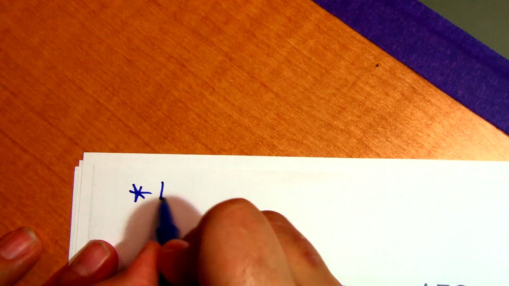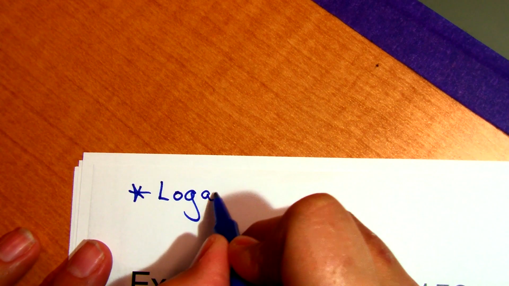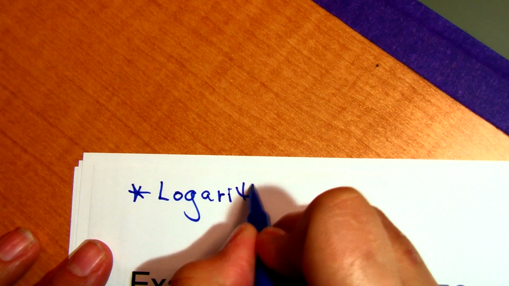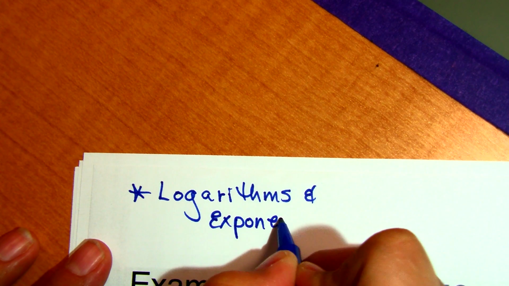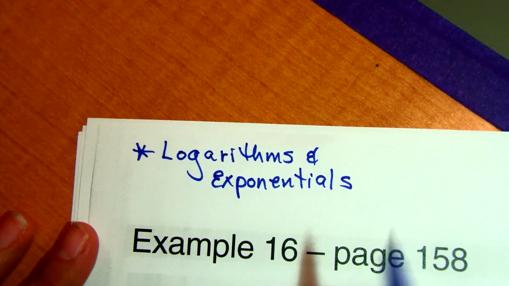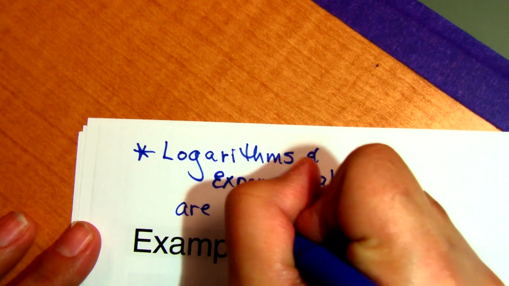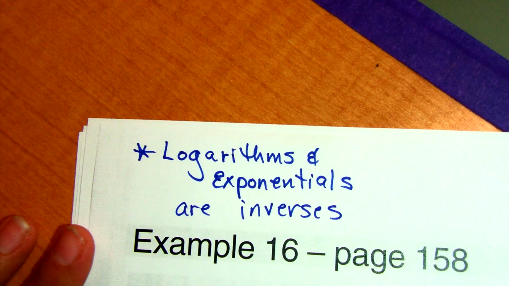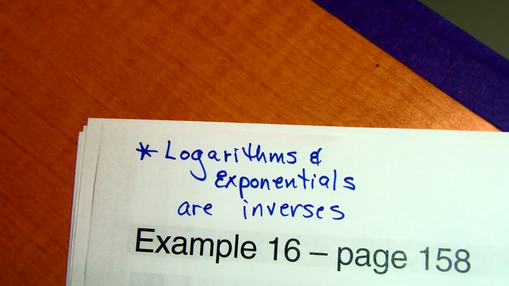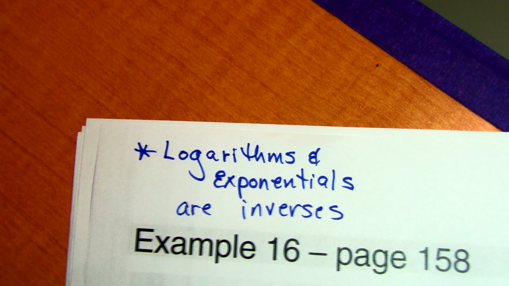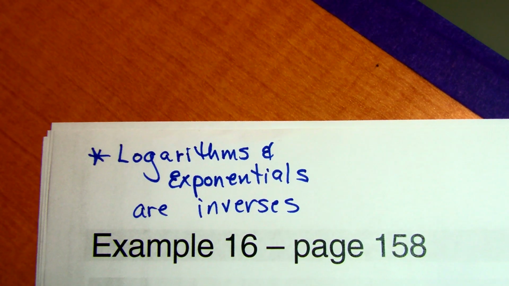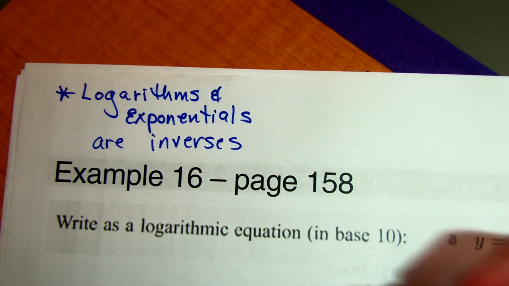For those of you who don't remember, which I said last week, we need some notes. Logarithms, I think that's how you spell it, right? And exponentials are inverses of each other. Meaning that in order for me to solve an exponential equation, I can take the log or the natural log of both sides. It's up to you. If you can remember it, that's fine.